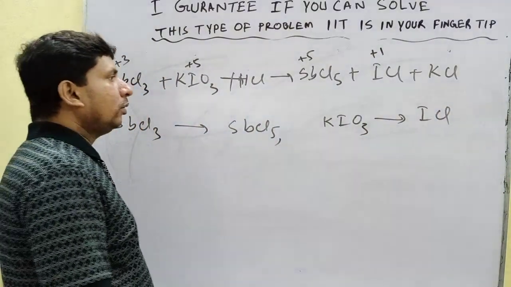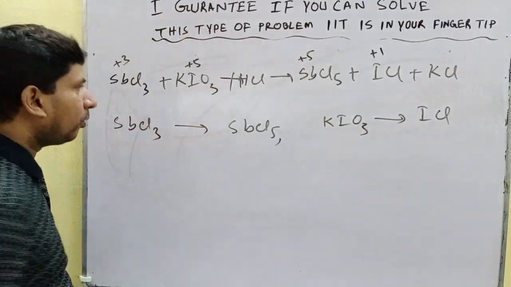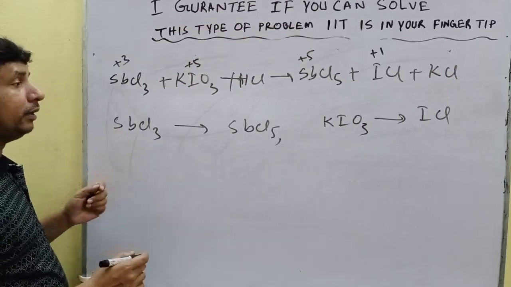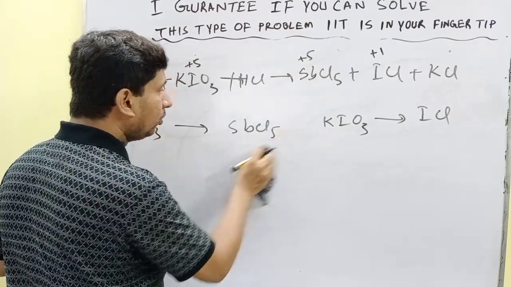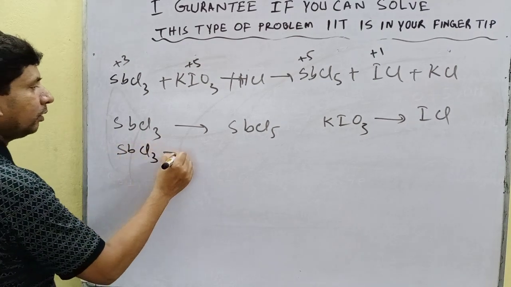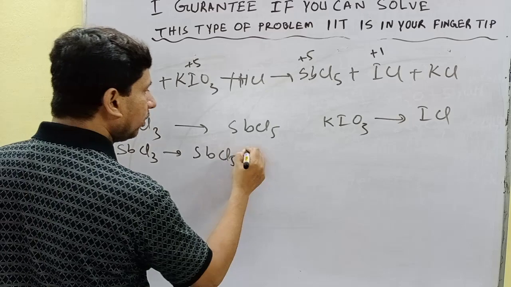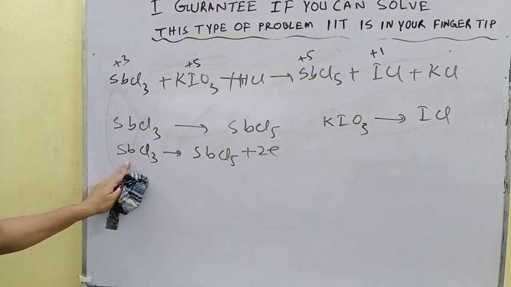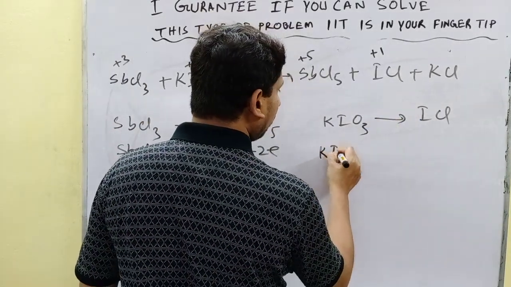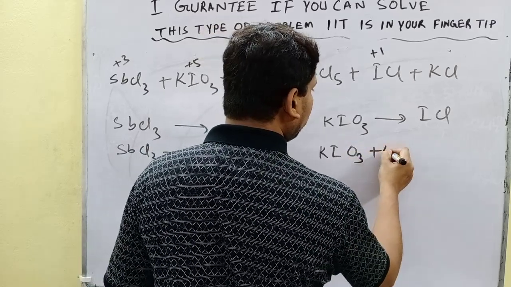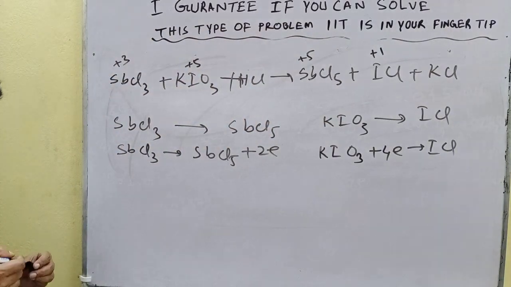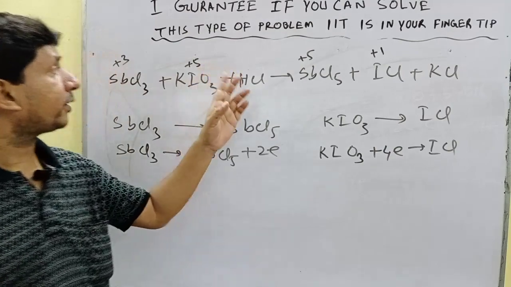Okay, so there is one iodine, there is one iodine, Sb 1, Sb 1, no problem. Then what happened here? It loses two electrons only. So at first we will balance by electrons: SbCl3 to SbCl5 plus two electrons, because it loses two electrons, then it will get oxidation state 5. And this gains 4 electrons to become ICl. Okay, no problem. And in this reaction there is no ion actually, this is the HCl.